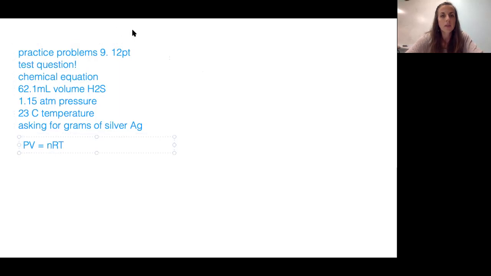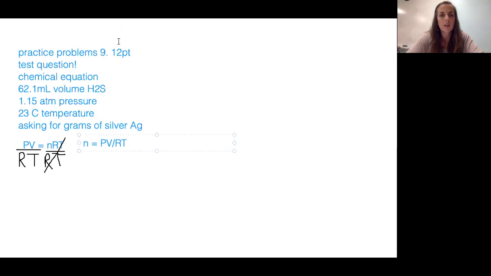Okay, we're just going to rearrange this to solve for number of moles. So I divide by RT and do the same thing on the other side. That's going to cancel. So my equation for n, the number of moles, is going to be PV divided by RT. Okay, so let's use the information they give us to go ahead and figure that out for H2S.